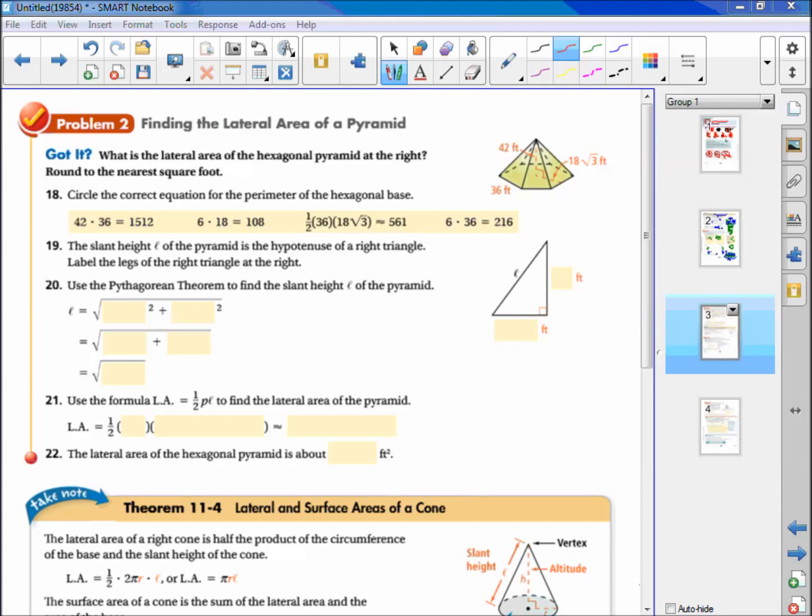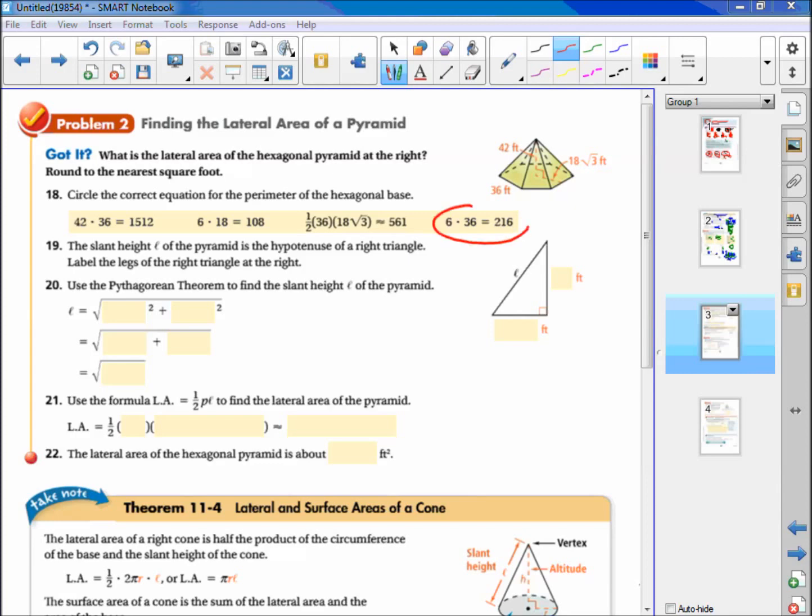times the slant height, which is the height of each of the triangles, and then cut it in half, because the formula for the area of a triangle is 1/2 base times height. So we're just finding all the bases together as a perimeter. So circle the correct equation for the perimeter of the hexagon base.